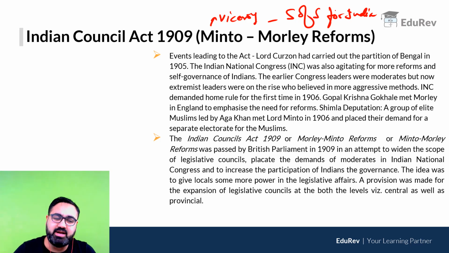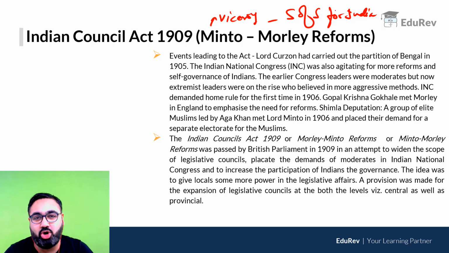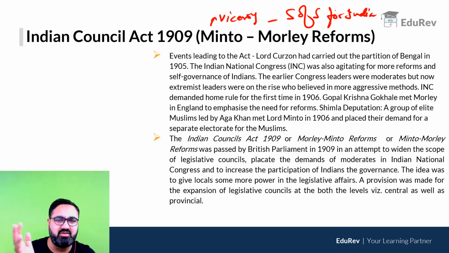Now, a lot of things were happening just before this Act. Partition of Bengal had taken place by Lord Curzon in 1905, so people were very, very unhappy. They were agitating, they were demanding a lot of things. Also, a group of Muslim leaders had become very active at that time. They had gone to Shimla in 1906 to meet Lord Minto, the Viceroy, and they demanded a separate electorate for the Muslims. Separate electorate means only Muslims will vote for the Muslims and non-Muslims cannot take part in the seat which is reserved for the Muslims.